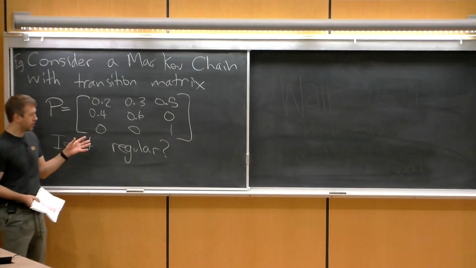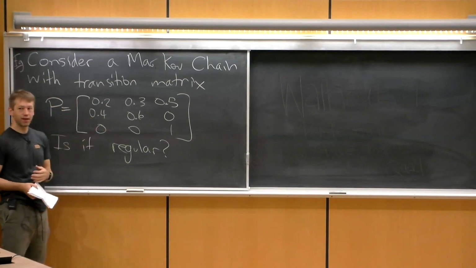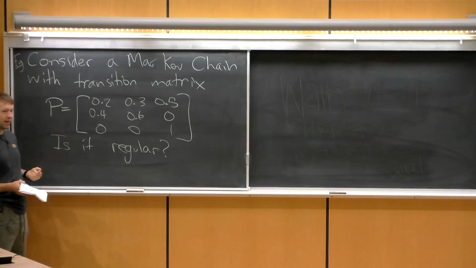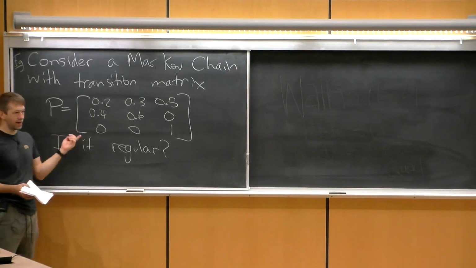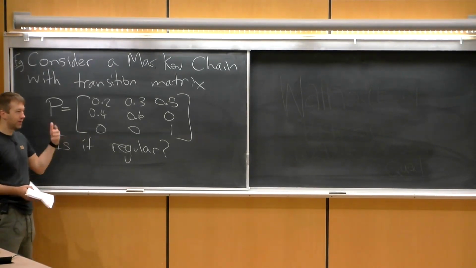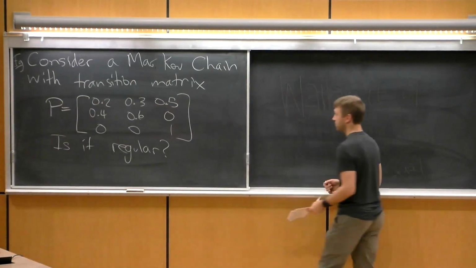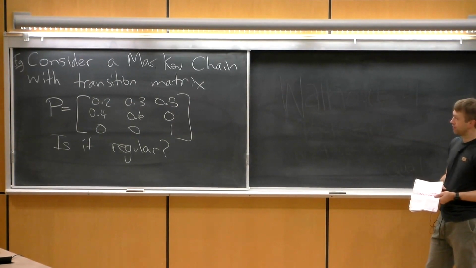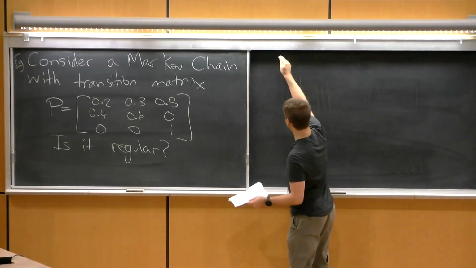So one thing to note is that I've only told you the transition matrix. Technically speaking, just knowing the transition matrix isn't enough to have a full understanding of the Markov chain, but it is enough to determine if it's regular. So we don't really need to know the initial state matrix. Okay, so we're going to analyze this the same way as before.